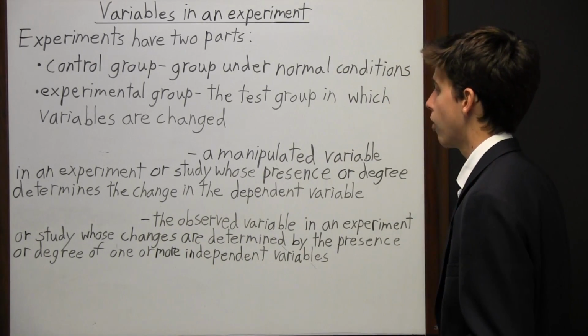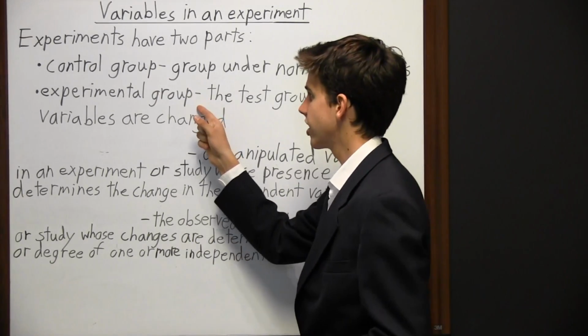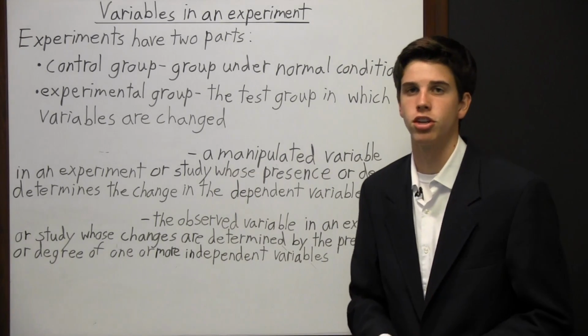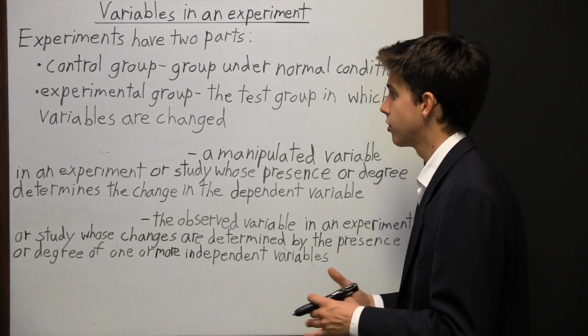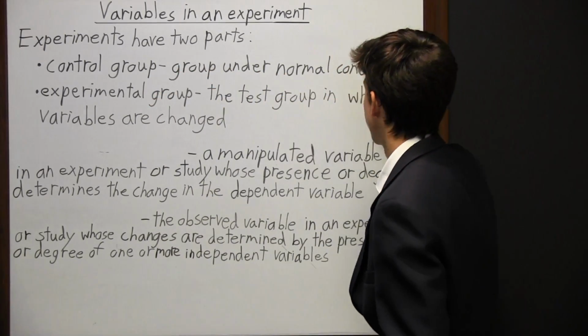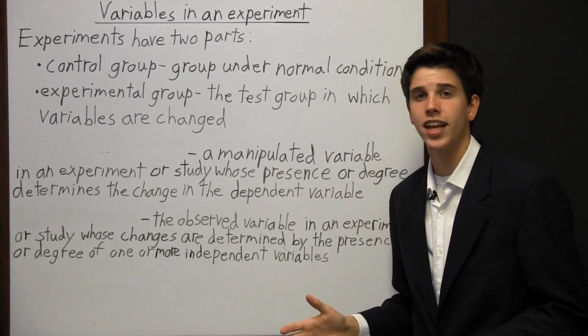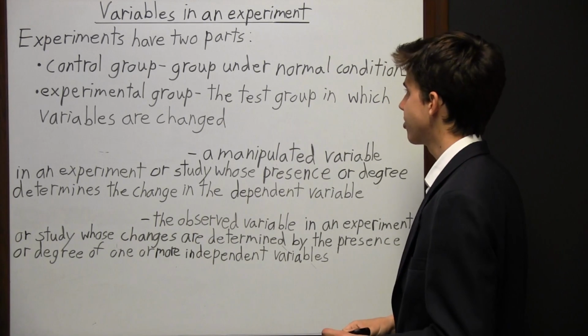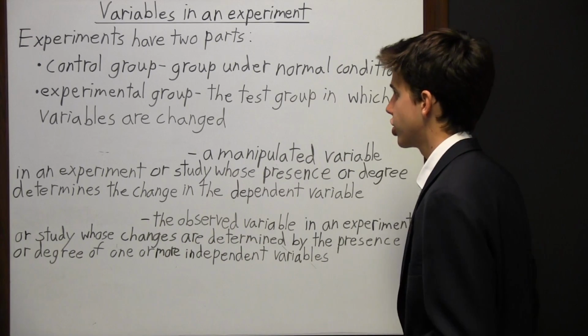Now, experiments have two parts. We have the control group and the experimental group. If we just had an experimental group, we would not be able to determine anything from the observations of an experiment. That's why we need a control group, which is the group under normal conditions. So nothing unusual is done to it. And then we have the experimental group, which is the test group in which variables are changed.